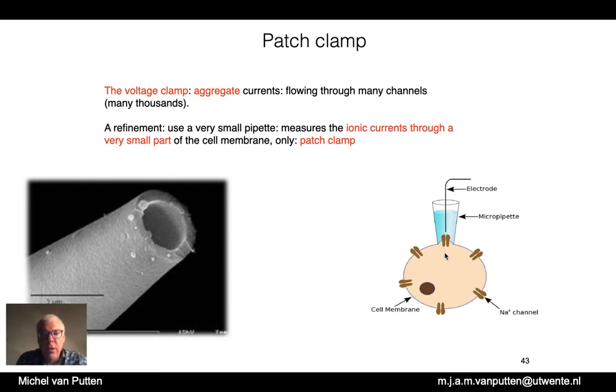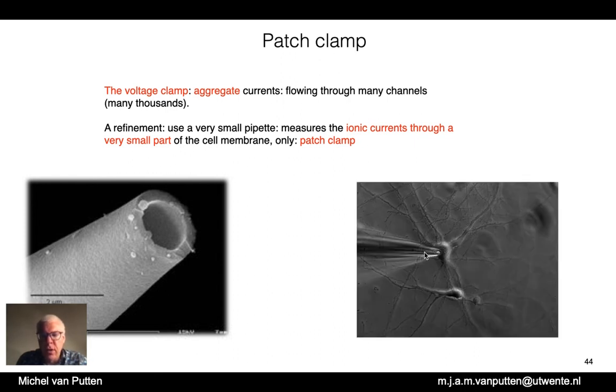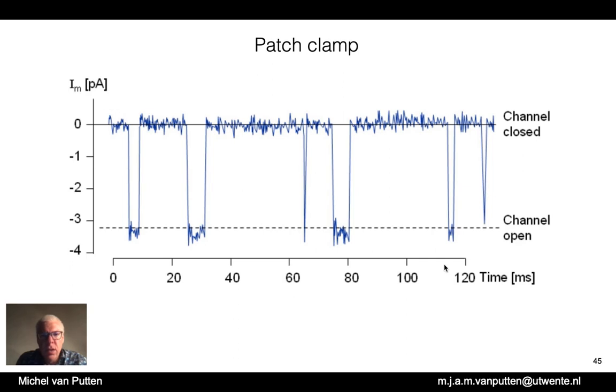And if you would do that experiment, and that is possible, and this is a picture of how it looks, this is the pipette, this is a neuron, then this is the kind of current you would measure. So the channel is closed or open, closed or open. And the current through a particular single ion channel is very small. It's of the order of picoamperes. So this is a typical observation you can do when you do patch clamp measurements.